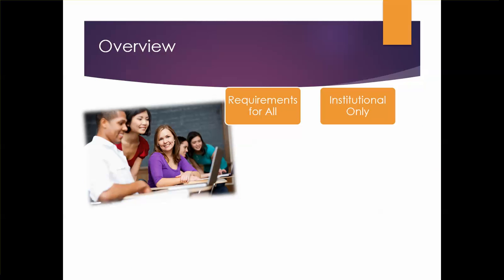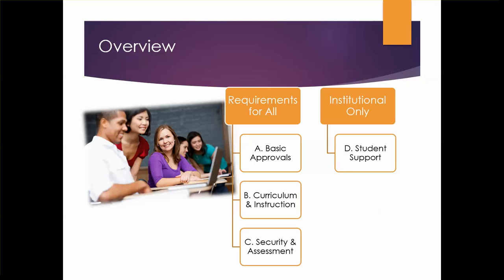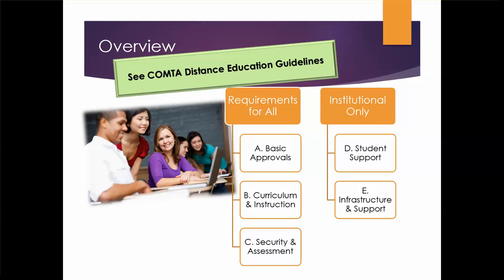So an overview of the distance education standards, there's 3 requirements for programmatic and institutional: basic approvals, curriculum and instruction, and security assessment. And for those of you institutionally accredited only, you have to also have standards in place for student support as well as infrastructure and support. And there are some guidelines that have been established by the Commission called the COMTA Distance Education Guidelines, which are available online, and again provide a lot more detail and guidance and instruction on complying with these standards.